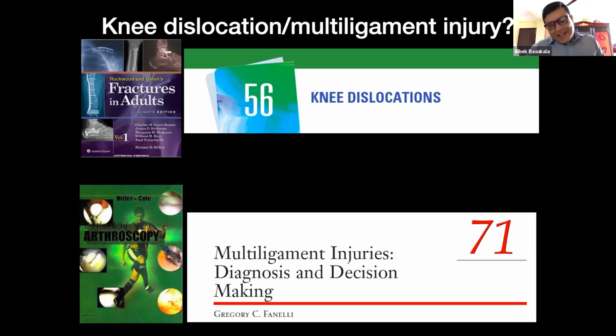Okay, I'll ask Sudip sir, MLKI or KD, knee dislocation or multiligament knee injury? Sudeep sir, are you there? You are muted, Sudeep.